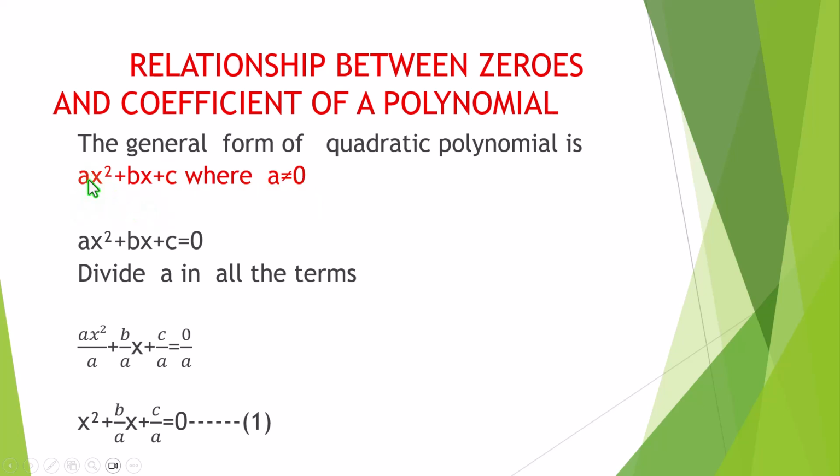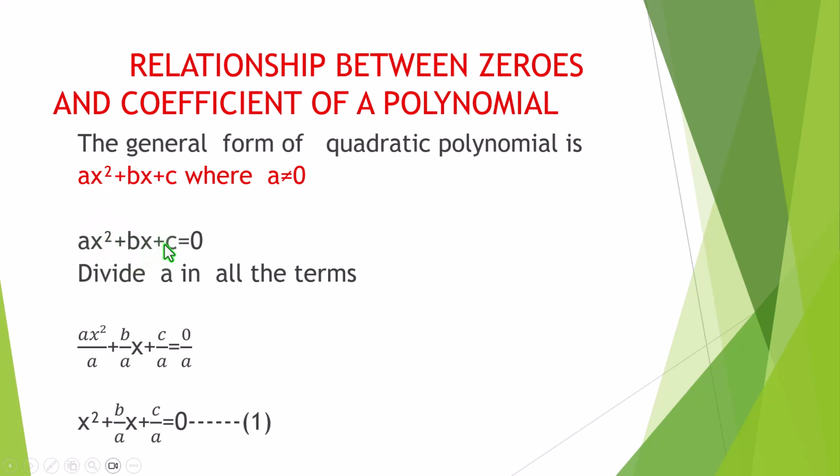If a is equal to 0, the first term is removed from this expression, and then only the second term and the last term remain. bx plus c is not a quadratic polynomial; that is a linear polynomial. So here a is not equal to 0.